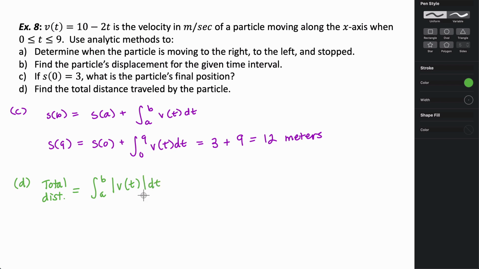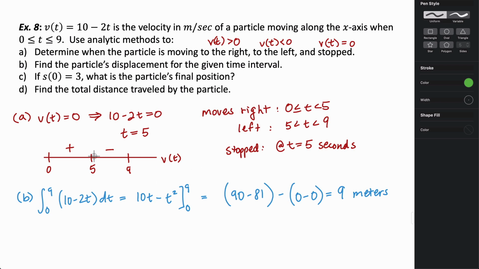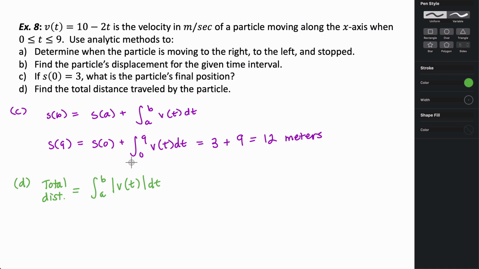Now, if the velocity is negative, then we have to adjust the integral so that we are always making our velocity positive. That's what the absolute value is going to make us do. So we're going to have to adjust our limits of integration anytime the velocity is negative. We're going to have to take the opposite of that value over that range. And we saw that the velocity was negative on the interval from 5 to 9. So that's what we're going to have to do here.